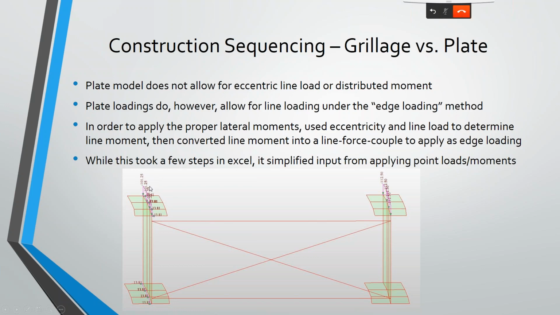So how do we deal with that? Well, we looked at it and we said, okay, if this line load had an eccentricity, that creates a line moment. And if we take that line moment and divide by the height of our web, we can decompose that line moment into a force couple. So what we have is a line force couple at the top and bottom of the web in order to account for the bracket loads and those eccentricities. And so that's how we modeled that, and it definitely made it a lot easier than trying to apply individual nodal moments or nodal loads.